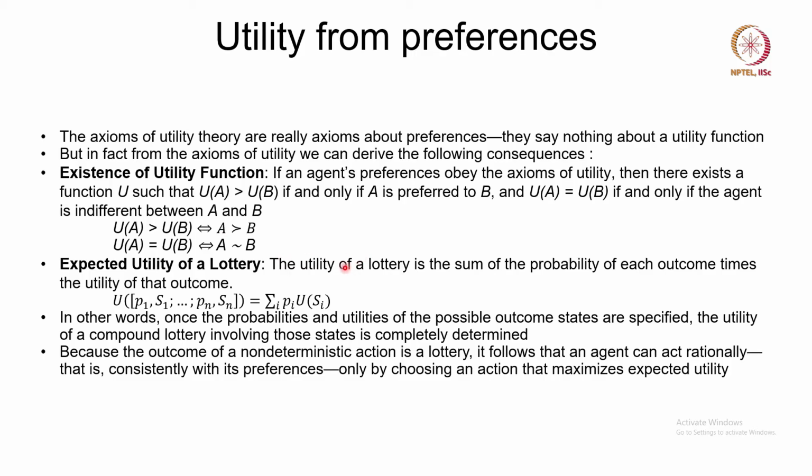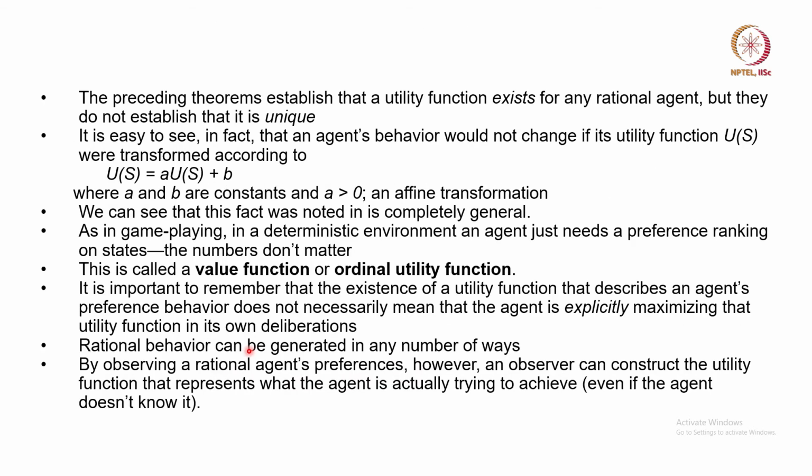Okay. And what is the utility of a lottery? The utility of a lottery is the sum of the probabilities of each outcome times the utility of that outcome. So suppose we have a lottery like this, P1 S1, Pn Sn. We can say it's equal to sigma Pi utility of Si, right? So this is the utility of this particular lottery that we are talking about. So then you can choose an action that maximizes the expected utility, right?